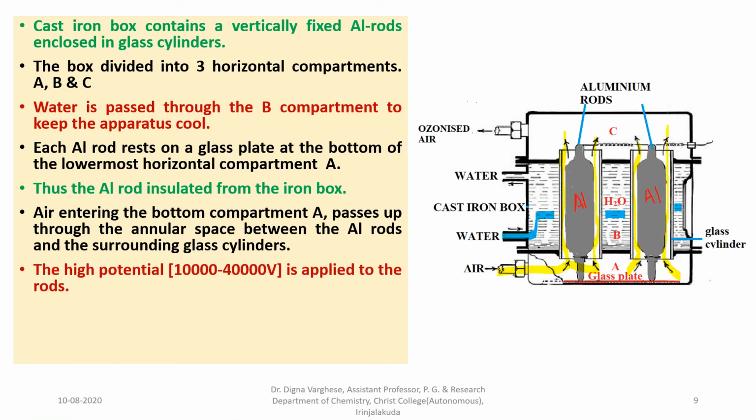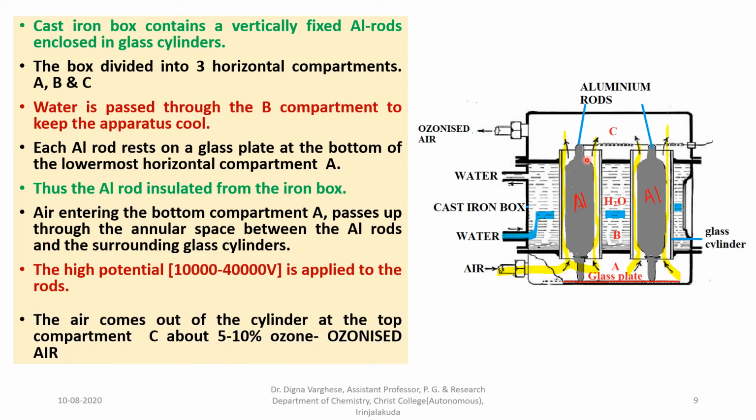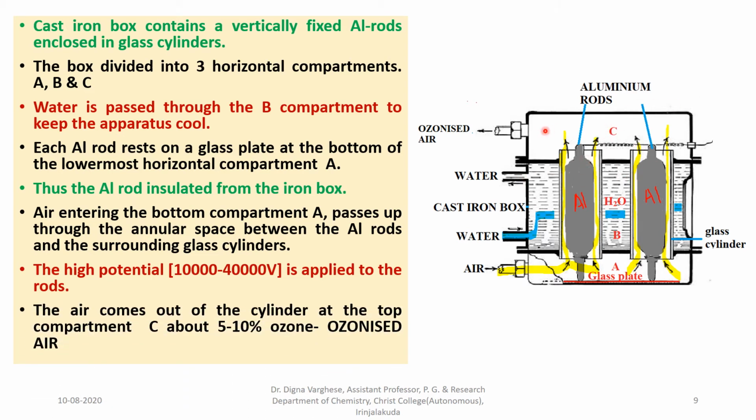Here a high potential of 8000 to 10,000, or 10,000 to 40,000, is applied to the rods so that the air comes out of the cylinder. At the top, compartment C can be a mixture of oxygen and ozone.